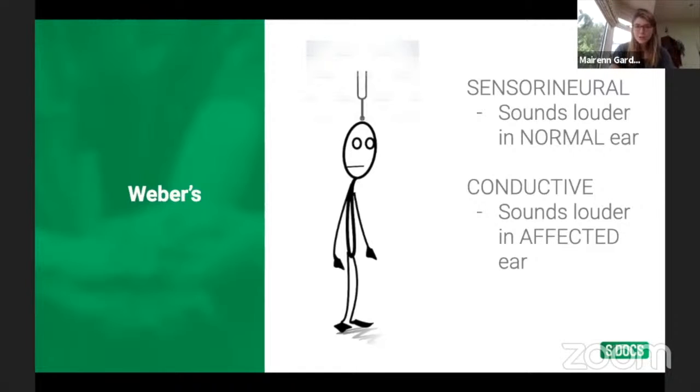If it's sensorineural hearing loss, so a problem with the inner ear, so the nerve or the cochlea, the sound will appear louder in the normal ear. Whereas if it's conductive, so a problem with the outer or middle ear, the sound will be louder in the affected ear. Although you do Weber's first, the problem is that you don't know whether you have sensorineural or conductive hearing loss yet. So you then need to move on to do Rinne's.